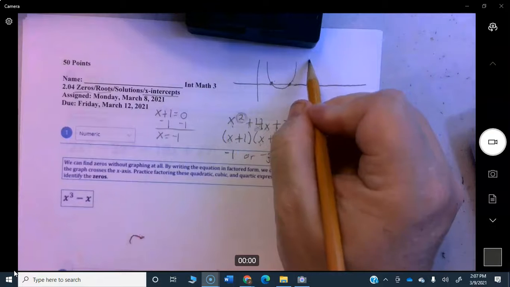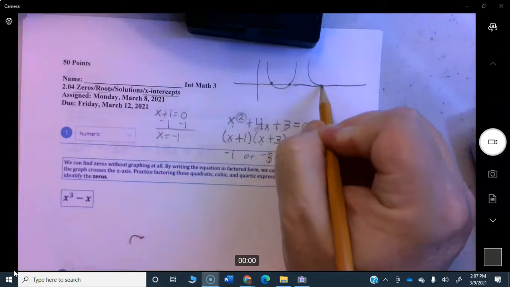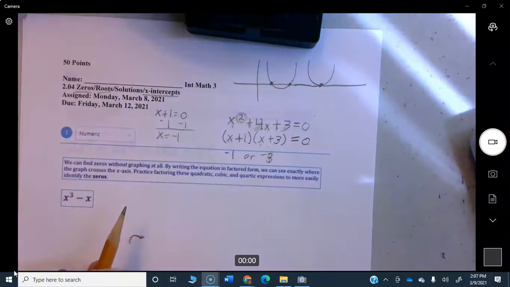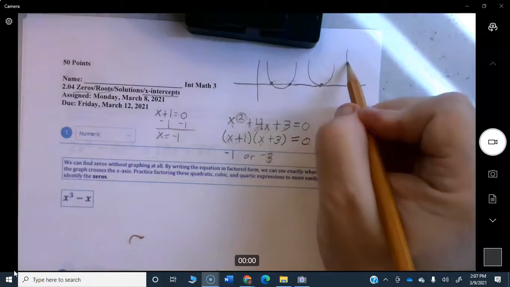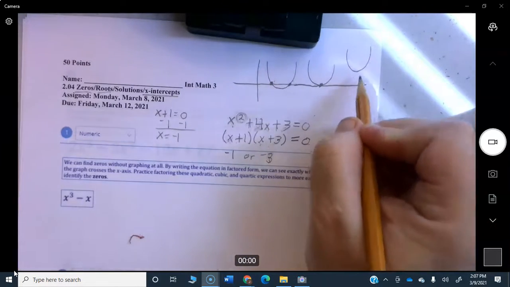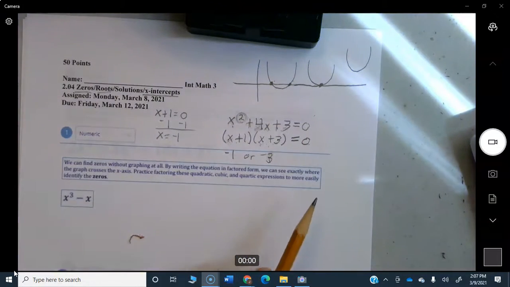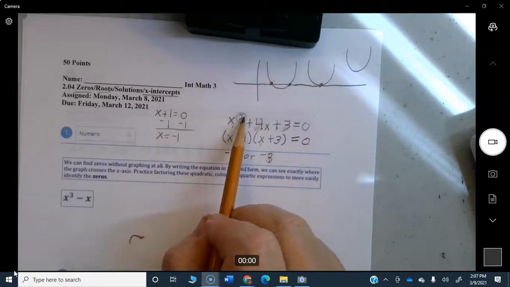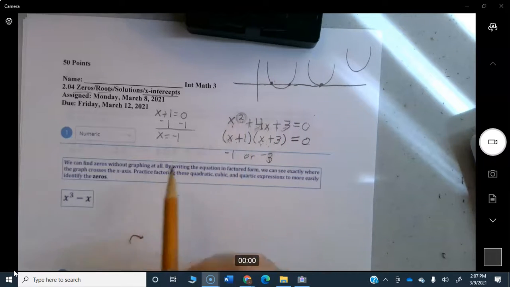But if I drew it like this, so it just touched the x-axis and came back up, that one has 1 intercept. And if I drew it up here, so it never touched the x-axis, that has 0 intercepts. So it can't have any more than 2 intercepts for a quadratic. If it's an x to the third equation, and I'll show you one of those when we get to one, then it can have 3 intercepts.